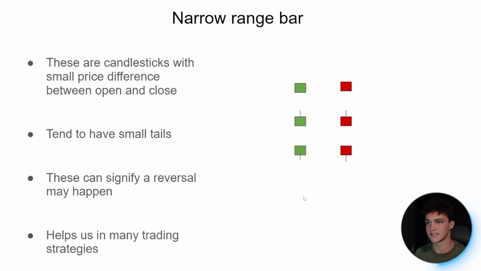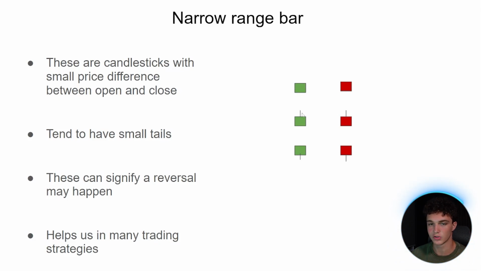So let's dissect this first candlestick. This first one we're going to cover is called a narrow range bar. It's kind of in the name because this bar is very narrow. These candlesticks only move a little bit while they are being formed. There's only a small price difference between the open of the candlestick and the close. So if you look at this first green bar, you can see it opened at the bottom and it closed very close to the open. There's not much price difference between the open and the close.